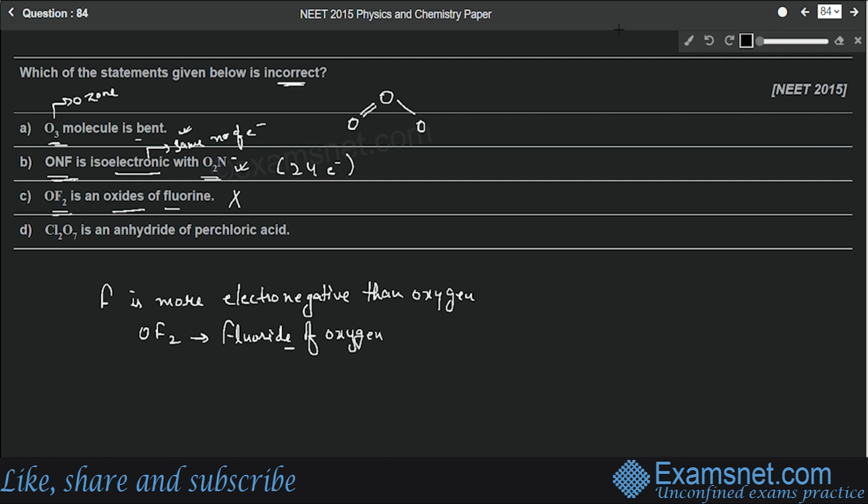And the last statement says Cl2O7 is an anhydride of perchloric acid. This is also a correct statement. So we had to identify the incorrect statement. So it will be the third one. That means option C will be the correct answer.